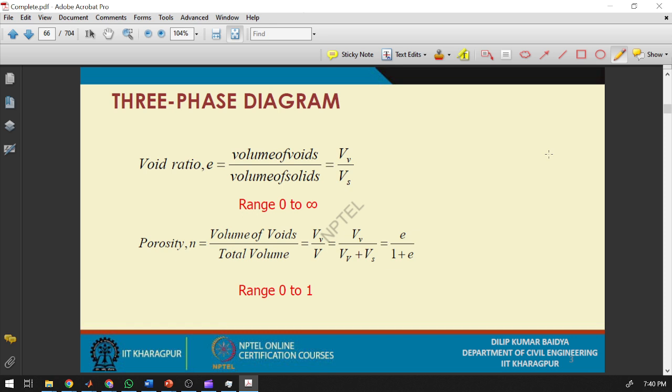Yes, it cannot be zero. It would mean that the soil is no longer a porous material and it is a solid material. Yes, that is true. No, it cannot be zero.